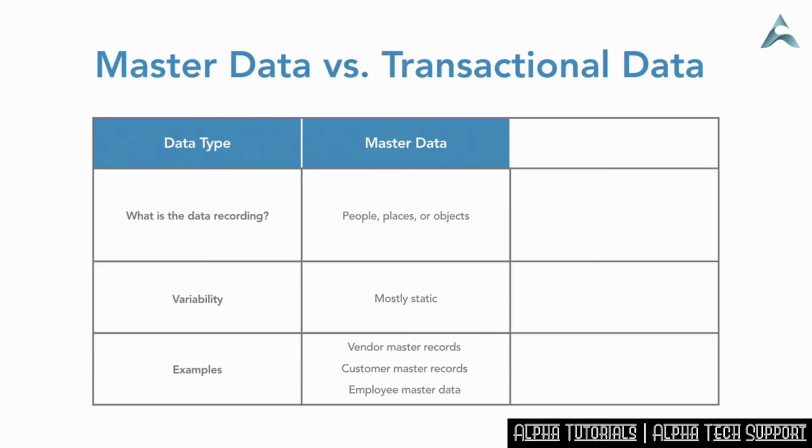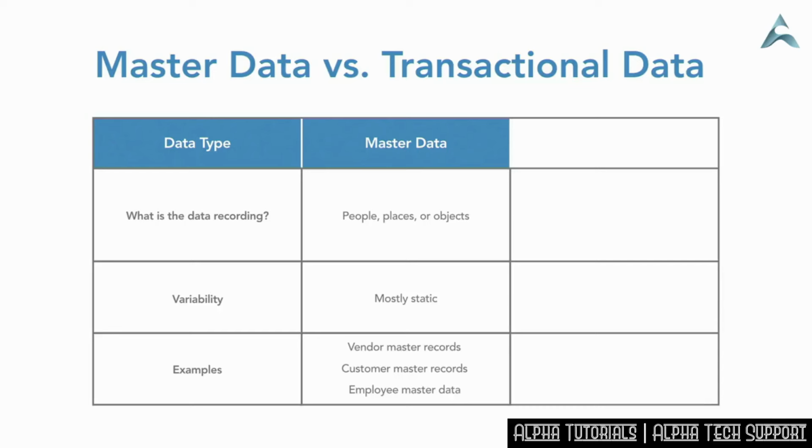Without accurate master data, transactions cannot occur. Master data tends to be relatively static. Examples of master data in SAP include the information in vendor master records, customer master records, and employee master data.